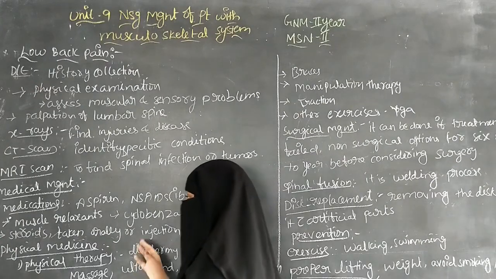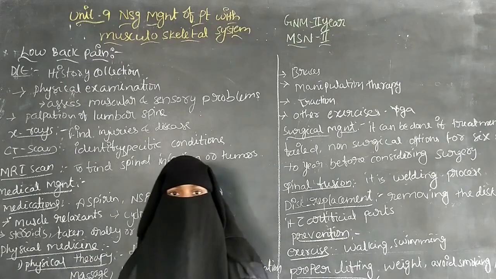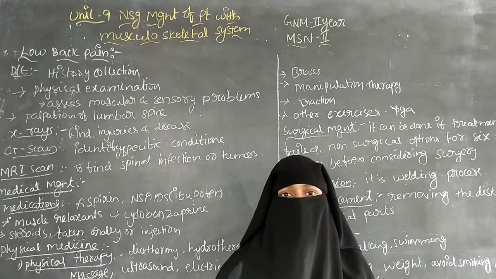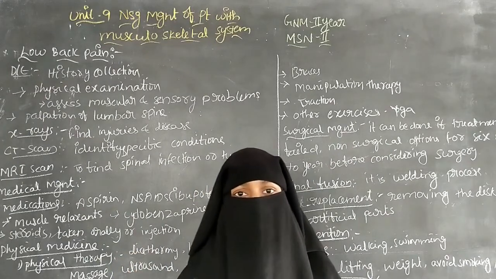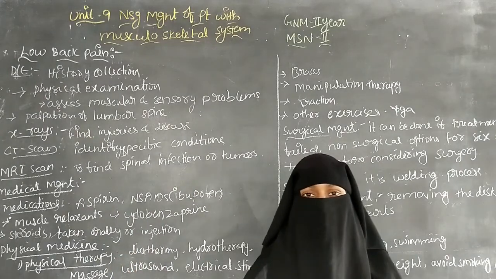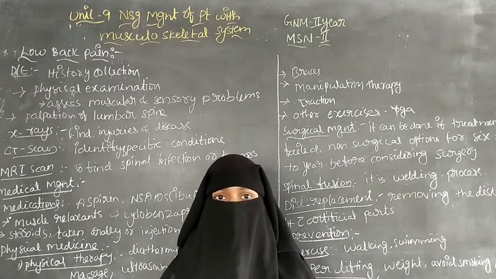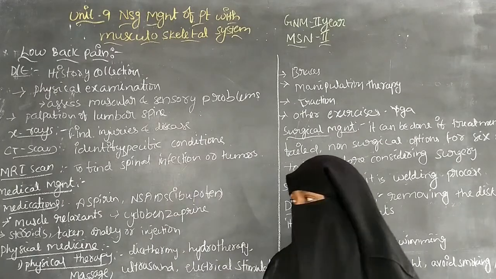Steroids can be used to reduce the inflammation and the pain, and they can be given orally or by injection. The injection can be given directly into the space of the spinal cord.